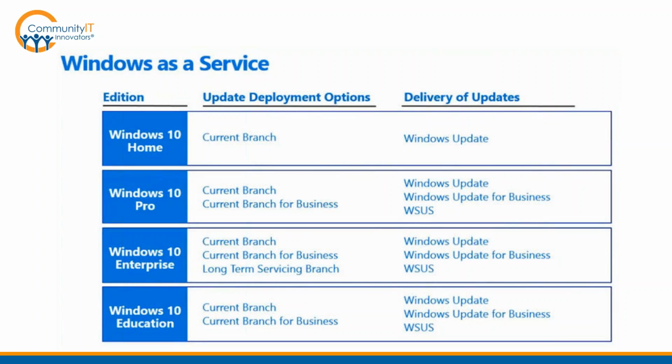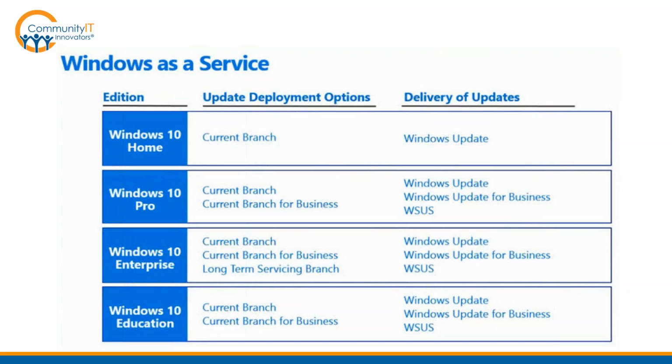So if we look at Windows 10 Home, they are always going to be on the current branch, which means that every time a new upgrade comes out, they must go ahead and apply that upgrade to continue to receive updates. For Pro, we have the current branch for Business, which means that that upgrade is running about 4 months behind the current branch, and we'll see this explained a little bit more in the upcoming slides.